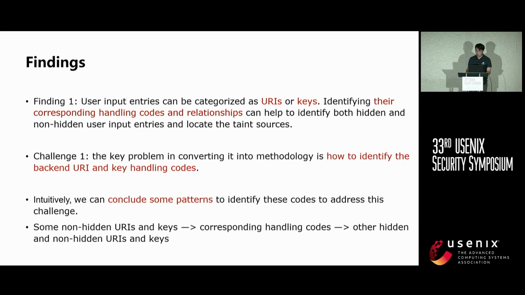But converting the first finding to a methodology has a challenge: how to identify the backend handling codes. To address the challenge, we think we can conclude some patterns to do static analysis. The detailed automated method is to use some non-hidden URIs and keys from the front end to locate the corresponding handling codes in the backend, and then extract the other hidden and non-hidden URIs and keys in the backend.